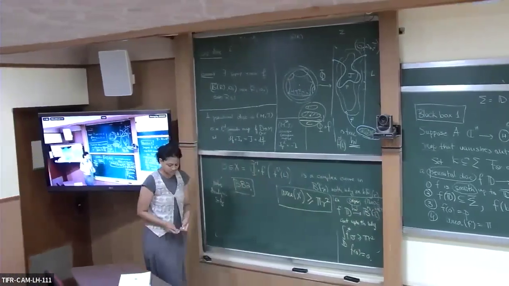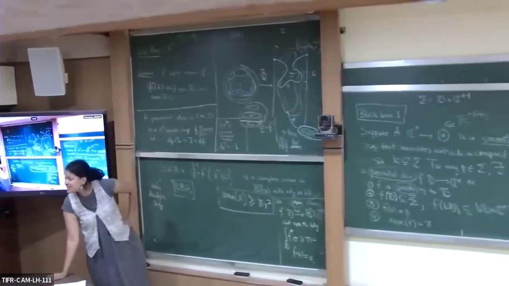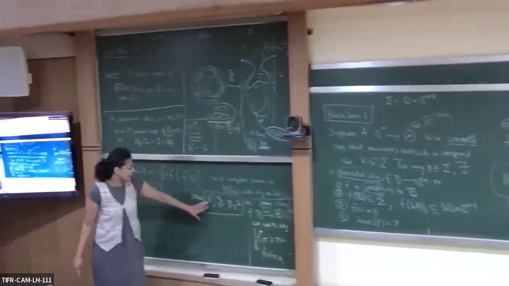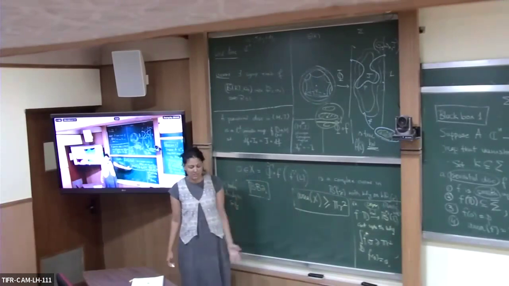So just do it for things on the disk. Then we can worry about the other things. And more words, because I like words. This has something to do with the fact that complex curves are minimal surfaces. So this is actually something which is about minimal surfaces.